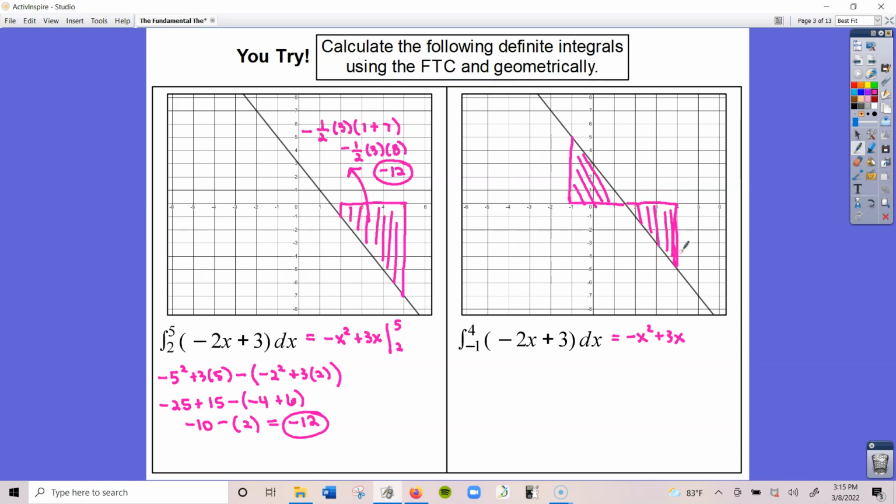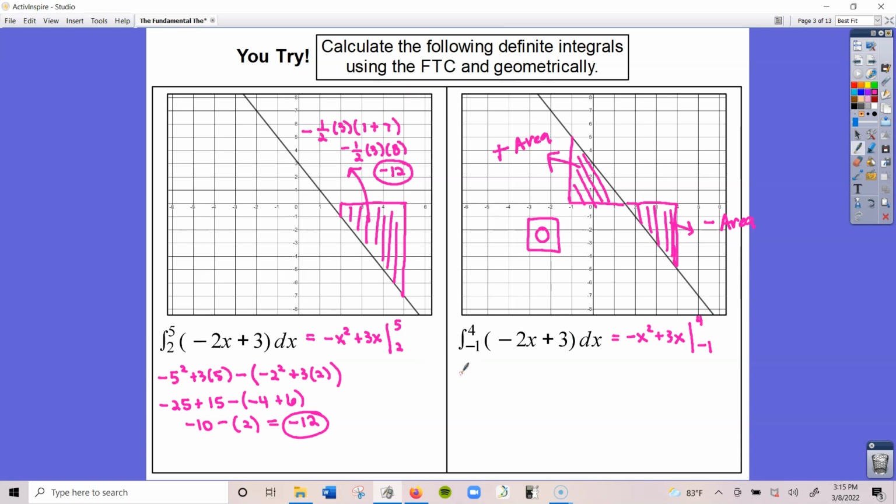I don't even need to calculate this area because this is going to be positive area. This one is negative area. So if I add this area and then subtract the exact same area, we're going to get that the answer is 0. So let's see if that's what we get by applying the FTC. So let's go ahead and we're going to evaluate this from negative 1 to 4.